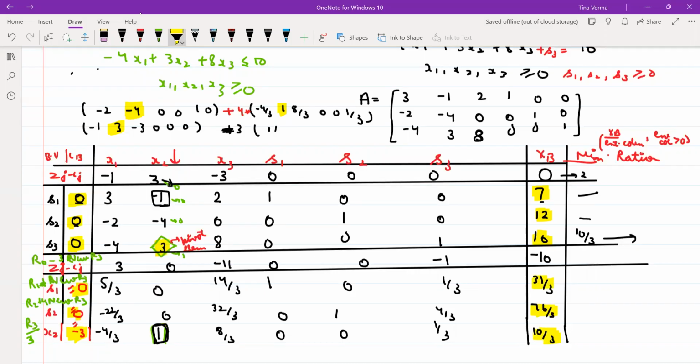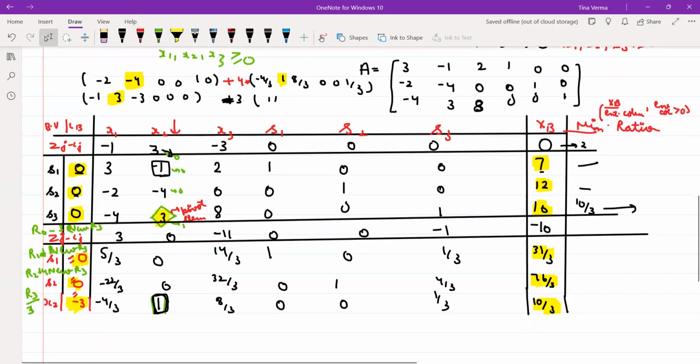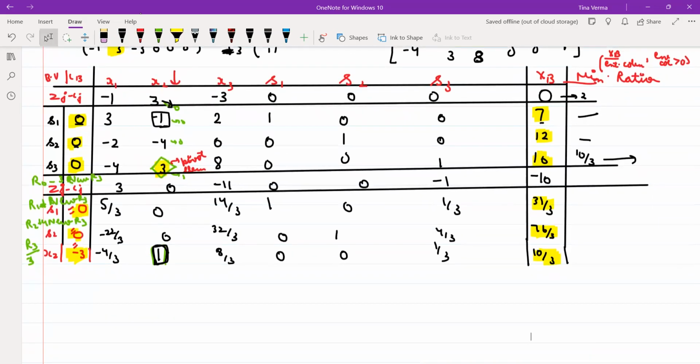Can I stop the iteration? No, I cannot stop the iteration. Why? Because this is my minimization case and all my Zj minus Cj should be less than or equal to 0. Now I cannot stop. It is a minimization case. What will be my entering variable? That will be my most positive. Which is positive? Your x1. That means this will enter, and who will leave the basis?